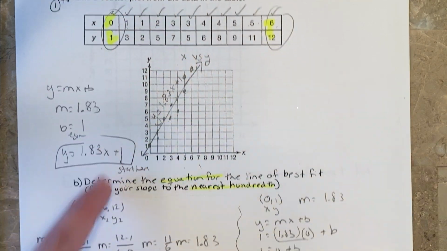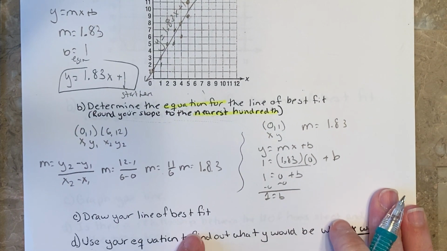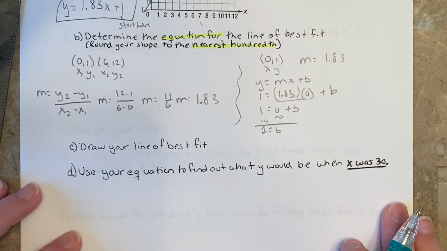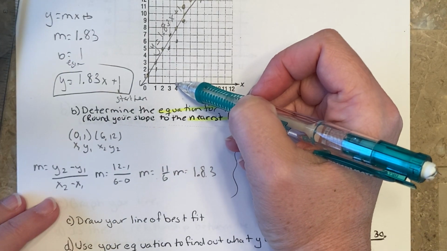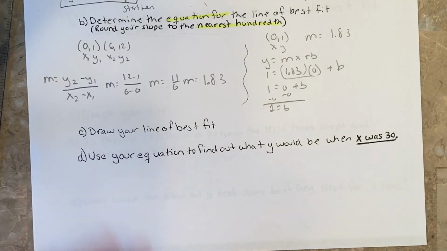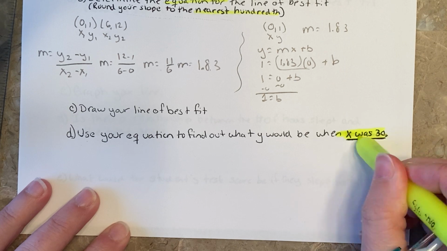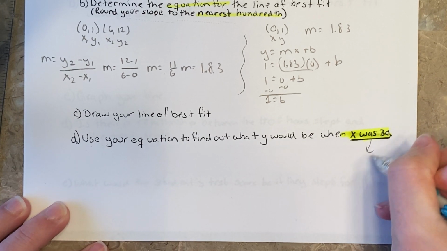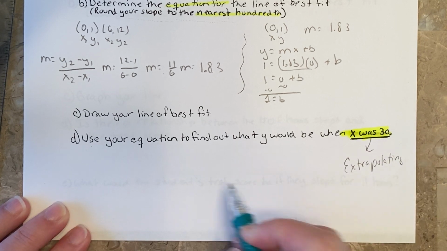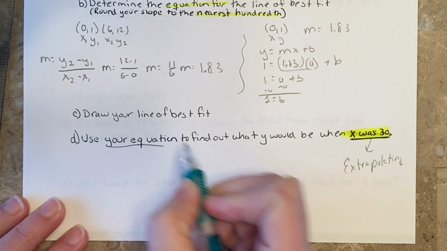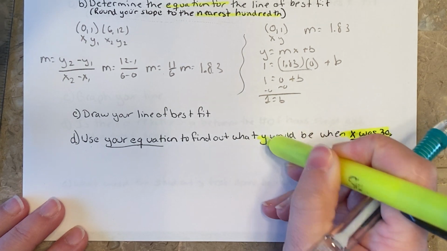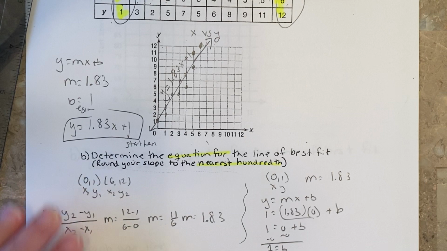Okay, so now scatter plot's done. Equation is done. Line of best fit is done. So here's the new thing. Usually your part D is, I would say, go to number 4, number 3, and interpolate and go up and over. But now I'm going to ask you to do what's called extrapolating. Okay, so you're going to use your equation to extrapolate to figure out what y would be when x is 30.